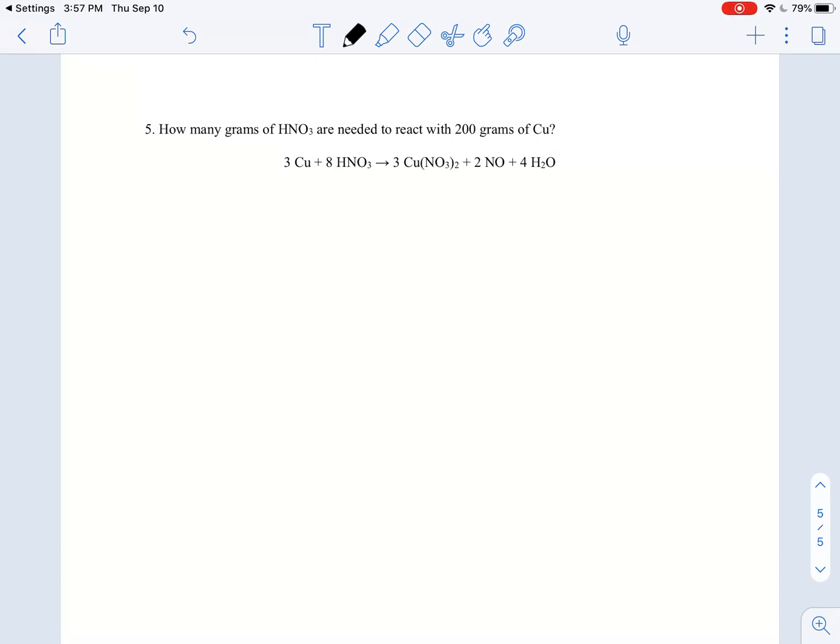Here we are, last one, number 5. What are we interested in? We want grams of HNO3, so that's what we want. So again, you've got the real world, and then you've got the moles that are down here. And I gave you 200 grams of the copper there. So again, we're talking real world to real world.